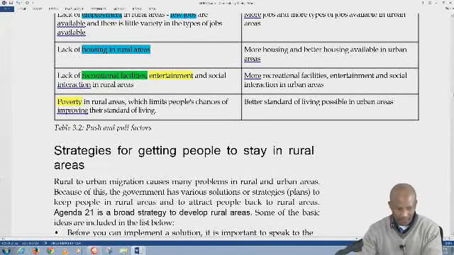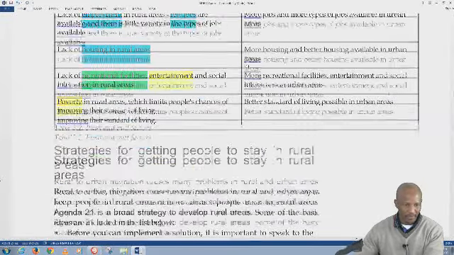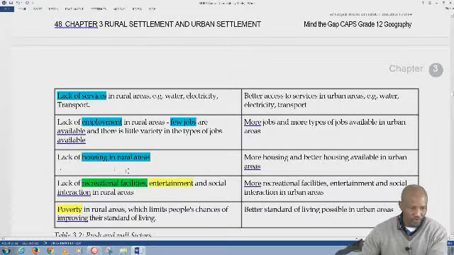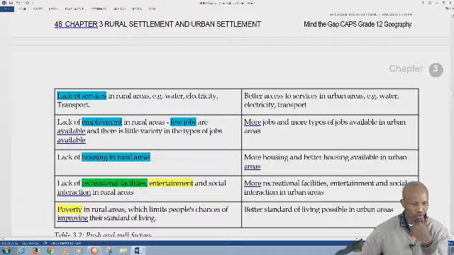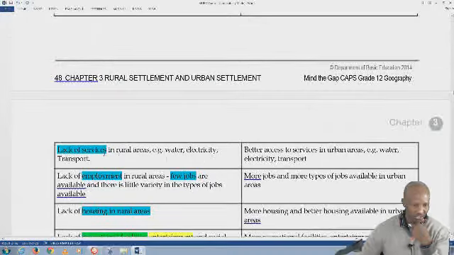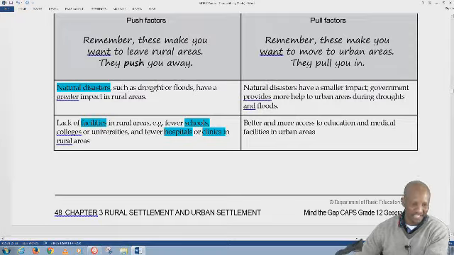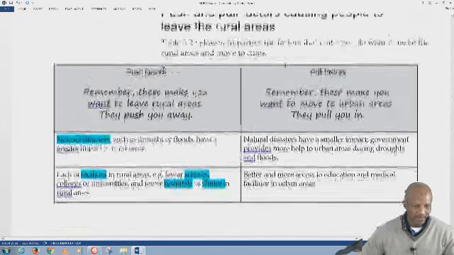Now when we check them, we say you've got your poverty, that is a problem. You've got your entertainment, that is a problem. You've got shortage of houses. You don't have jobs. There are no services like water, electricity, and transport. And there are no schools. There are no clinics. And there's a lot of floods or drought. This becomes what? Your push.